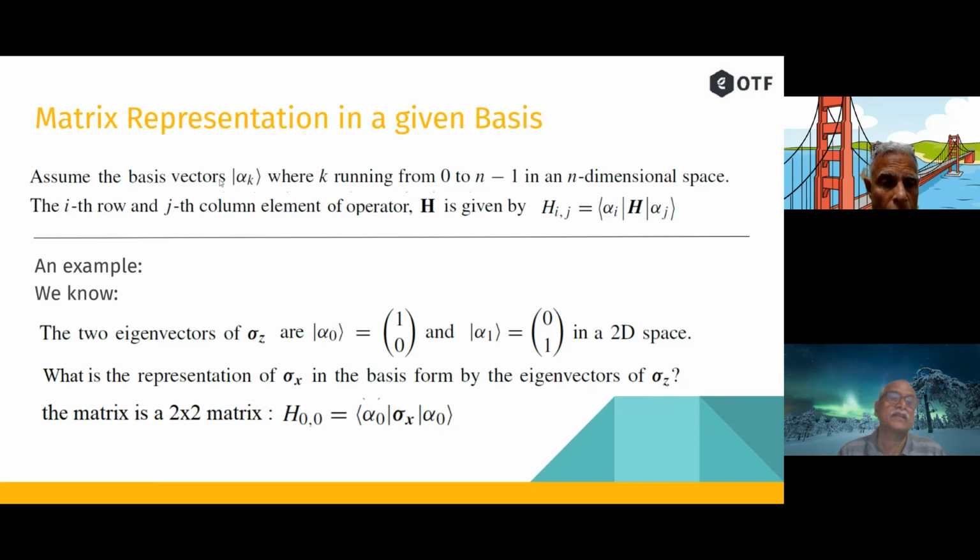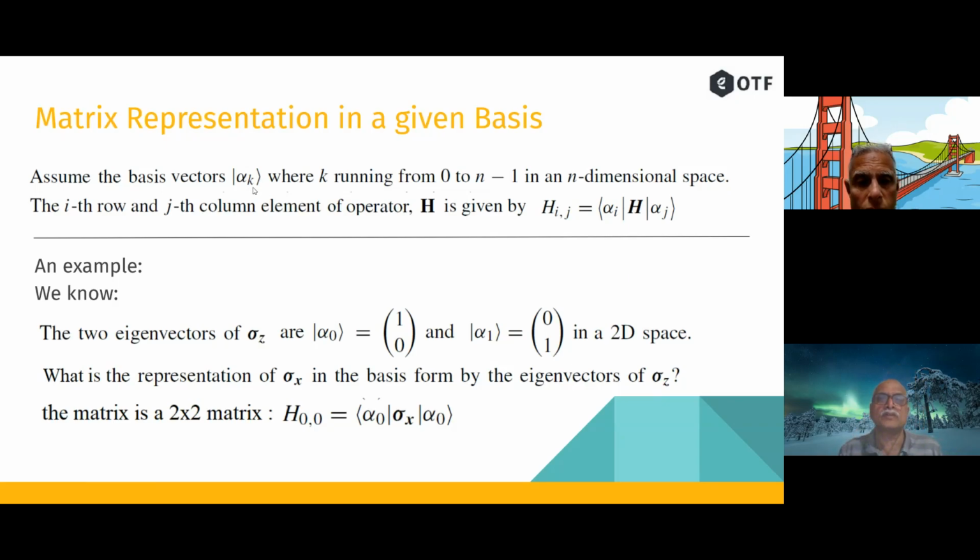So let us assume that I've got basis vectors alpha k, where obviously now you're talking in terms of a generalization. The value of k could be in an n-dimensional space. This value will go from 0 to n minus 1. In a two-dimensional space, it will be 0 and 1. In an n-dimensional space, it will be 0, 1, 2, 3, 4, going all the way up to n minus 1. So that is basically your basis vectors.